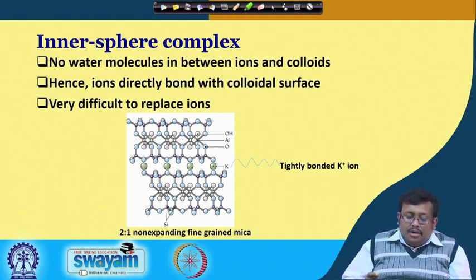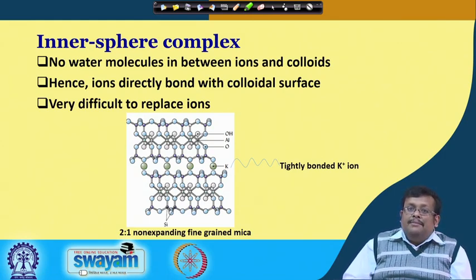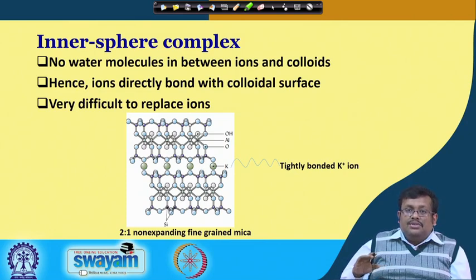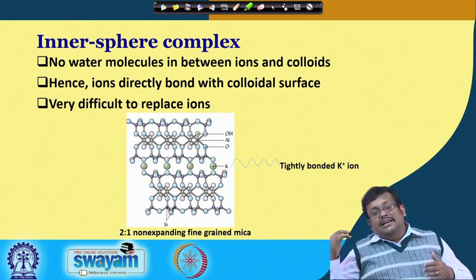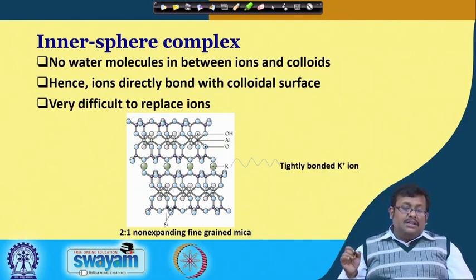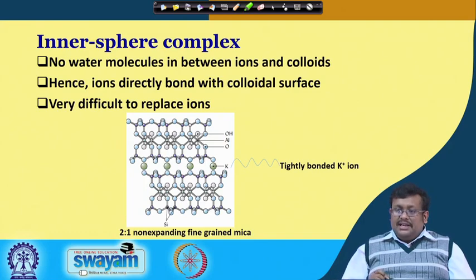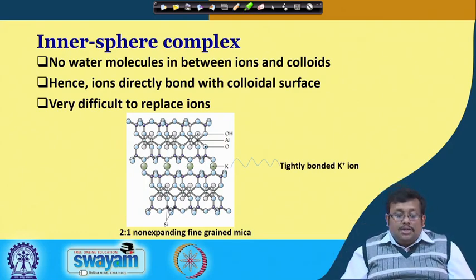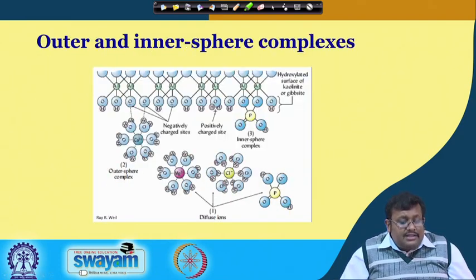This is an example of fine grained mica or illite. If you remember, in the case of illite, there is isomorphous substitution in the tetrahedral sheet. As a result, the interlayer is occupied by the small potassium cations, and these potassium cations form this inner sphere complex, as they are not surrounded by water hulls. So, these are examples of inner sphere complex.